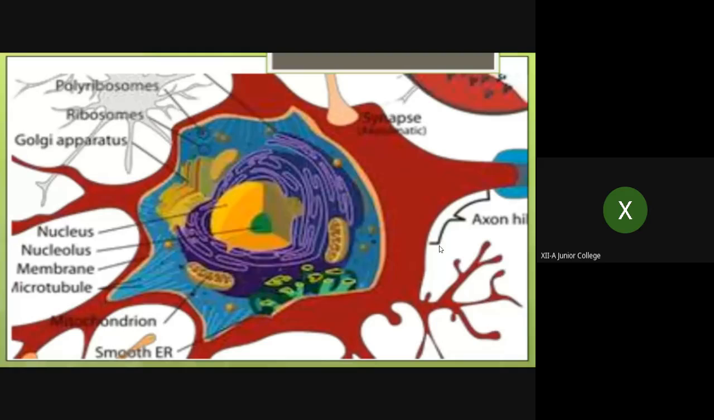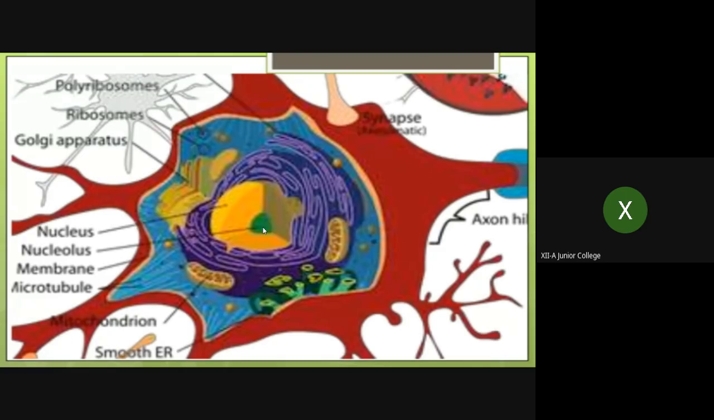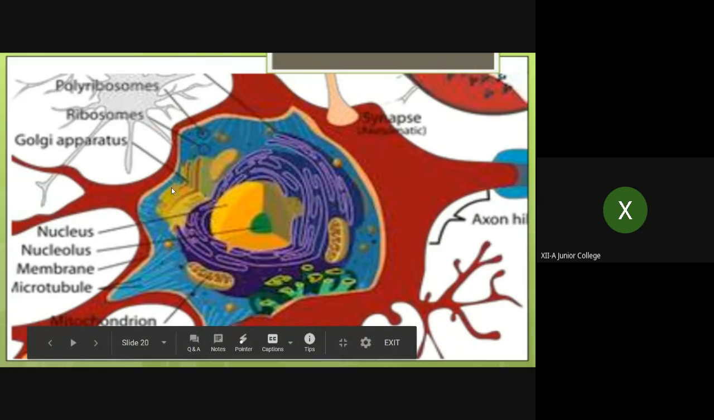And this is just the extended diagram where you can see this is the cyton and this is the centralmost part. This entire yellow colored structure is the nucleus. Inside the nucleus, the nucleolus is present, and you can see these extensions of the nucleus. This is the nuclear membrane, and the extensions of the nuclear membrane get converted into ER, then smooth and rough ER, then mitochondria, Golgi complex, ribosomes, polyribosomes. So all these remaining organelles are also present.